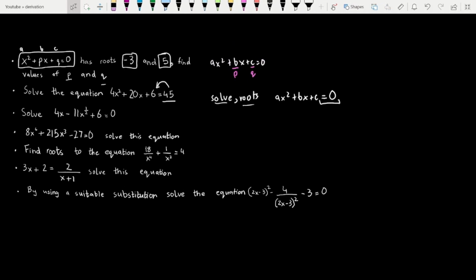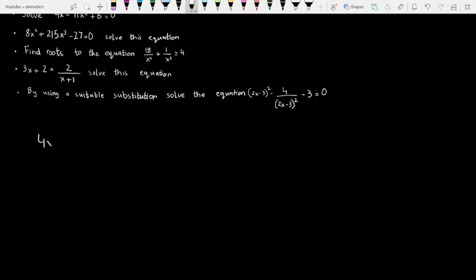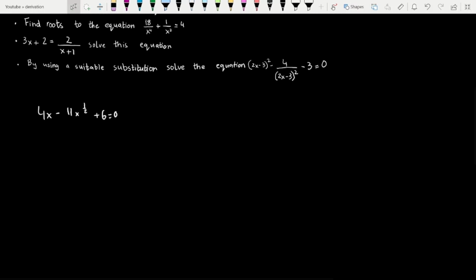So we go over to the next part, and it says solve 4x minus 11x^(1/2) plus 6 equals 0. This right over here is actually a negative sign over there, and we can clearly solve this, but the problem is this is not a quadratic equation. It does not have x squared. So how do we solve this?